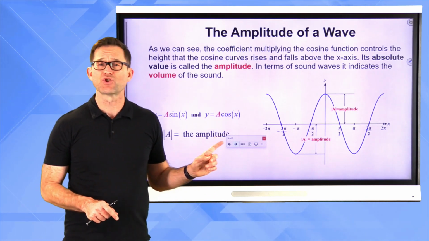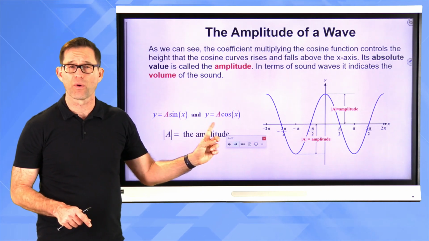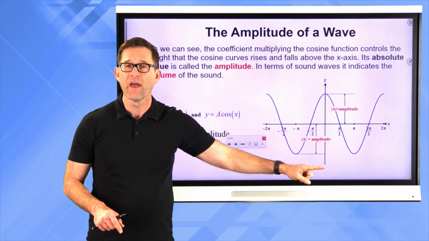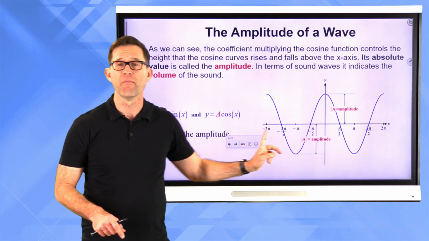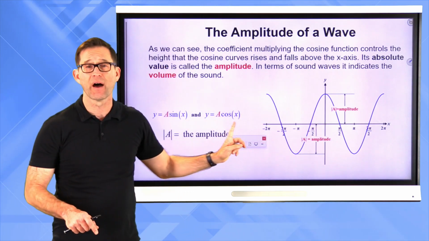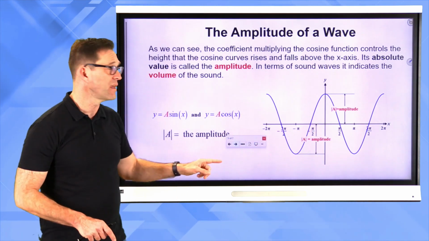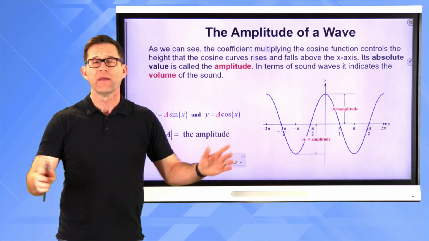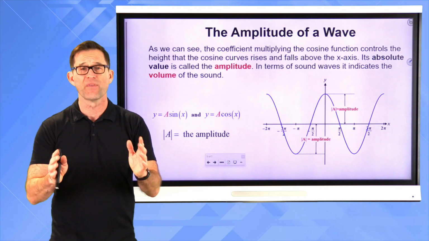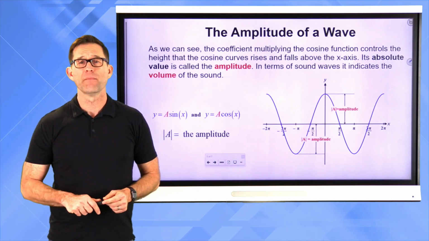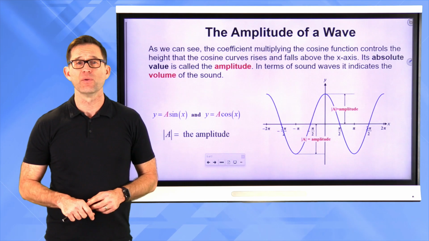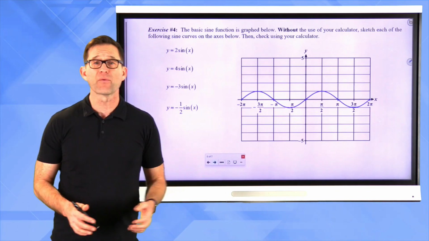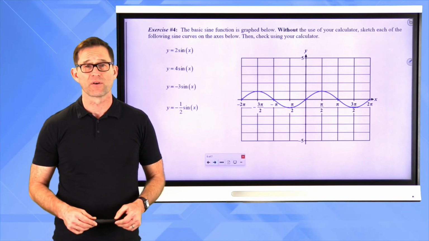But the amplitude is true whether you're talking about the sine function or the cosine function. It is literally the distance that we rise above and fall below what's called the midline of a sine or cosine curve. And it is defined as simply the absolute value of that coefficient. So even if the coefficient is negative, I just want the absolute value. We're going to be talking about the amplitude a lot as we go through the last few lessons of this unit. Now let's play around with a little bit of amplitude work with the sine curve.